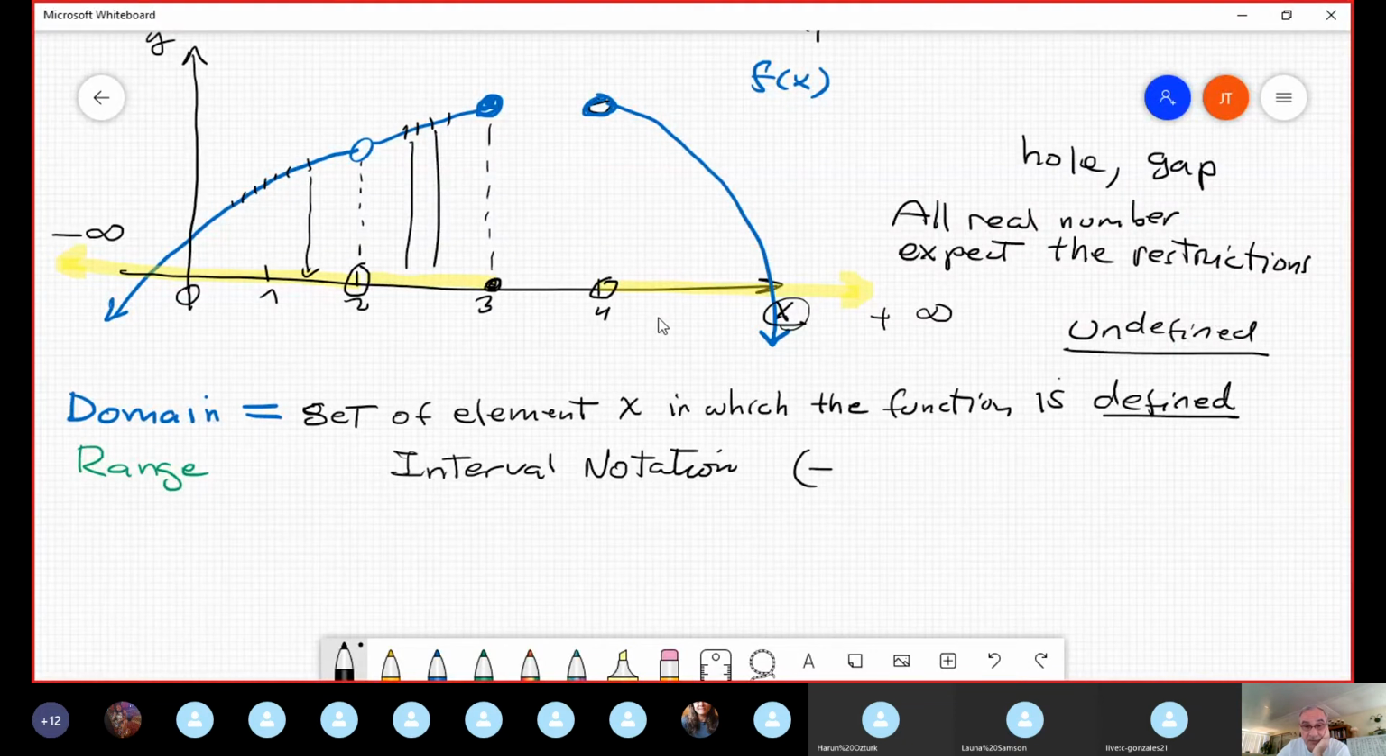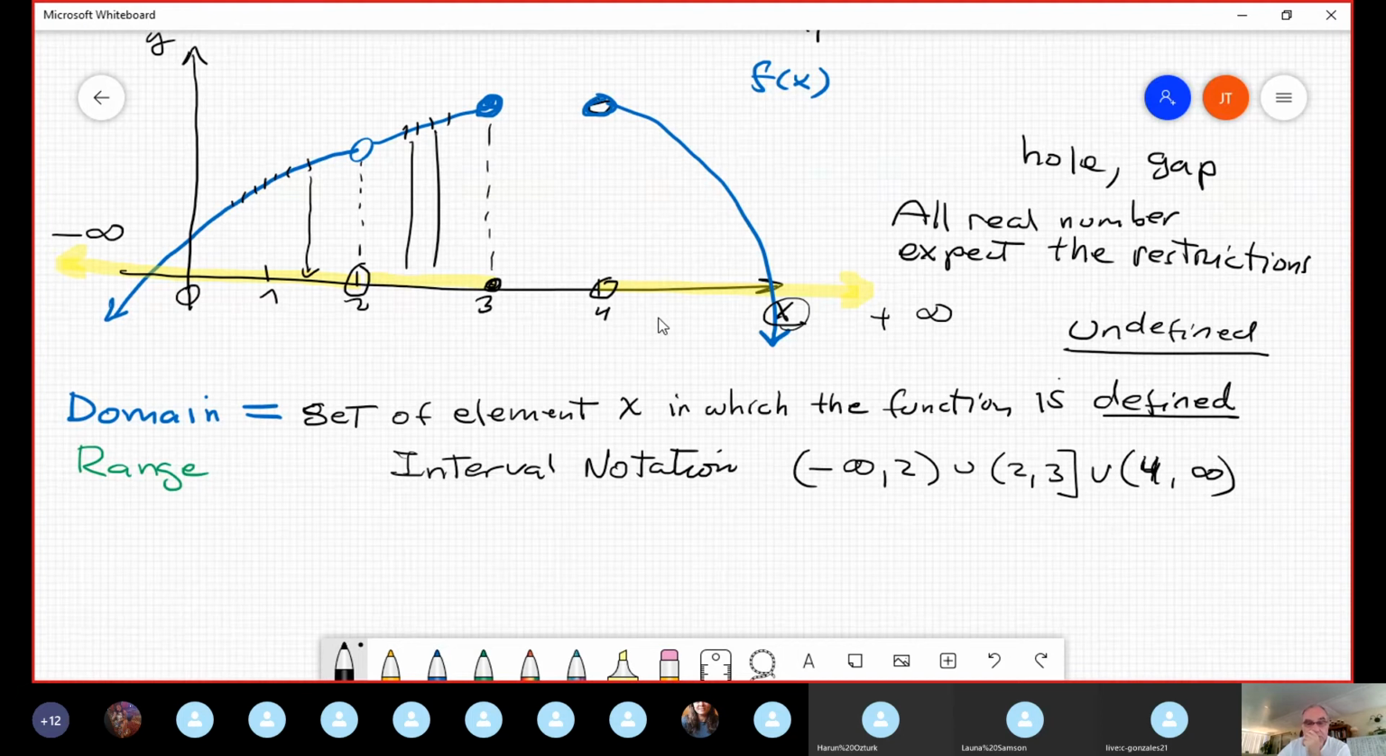Bueno, it is from negative infinity to 2, parenthesis, because we do not include 2, union, basically we have from 2 to 3, but include 3, union, parenthesis 4, infinity. This is the domain.